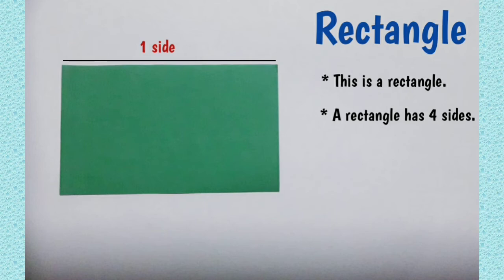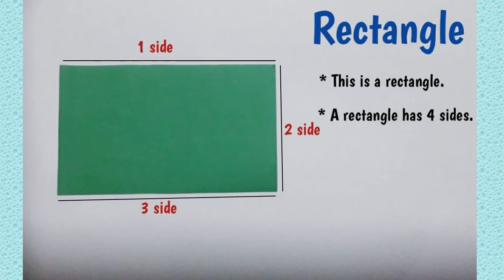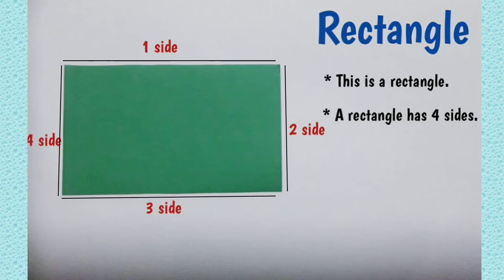This is the first side of the rectangle. This is the second side of the rectangle. This is the third side of the rectangle. And this is the fourth side of the rectangle. So how many sides are there in a rectangle? There are 4 sides in the rectangle.